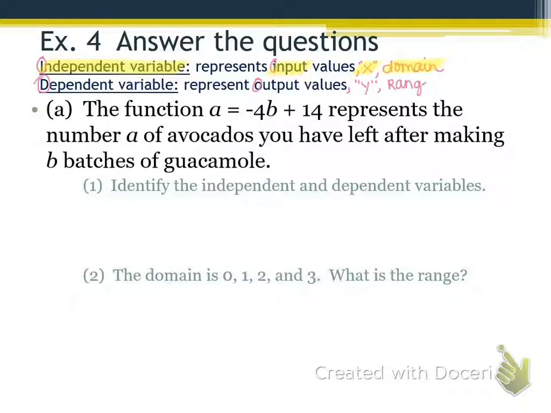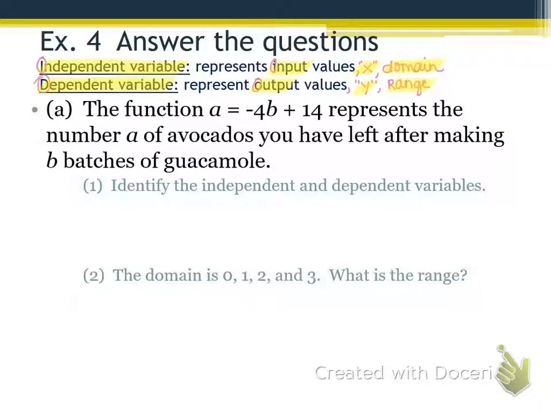Good. So once again, we have everything in one spot. The dependent variable is the output, it's the y values, it's the range. These words are interchangeable with each other. So highlight dependent variable, highlight output, highlight y, and highlight range.